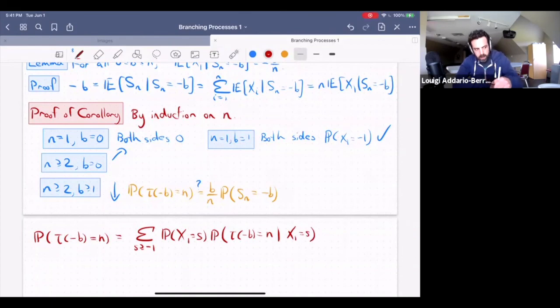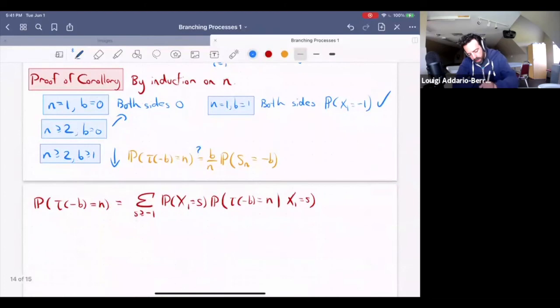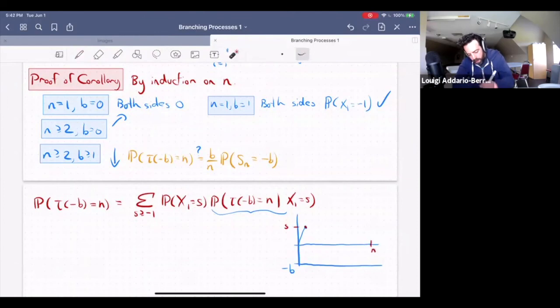Now this can be rewritten, because we have a random walk. We're asking about first hitting some level minus b if the first step was to some value s, which is at least minus one. Then the remaining time is n minus one, and we now have this height that we have to descend for the first time in those n minus one steps. So this is just the probability that tau of minus b plus s, that's the height of this interval here, is n minus one.